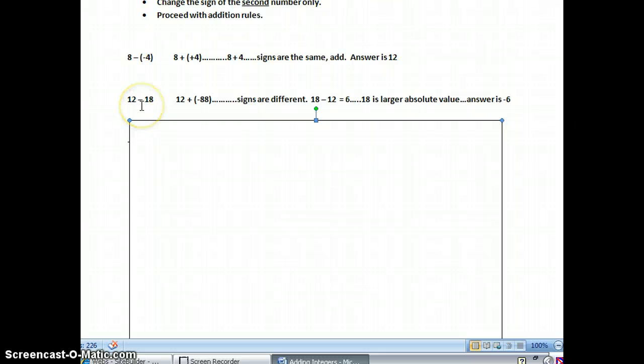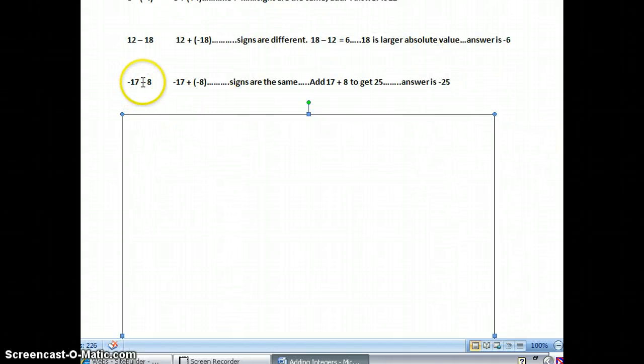If I have 12 minus 18, I'm going to change that to 12 plus a -18. Now, this original sign on this 18 is positive, so I had to change it to negative. So the signs are different, so I'm going to do 18 minus 12 to get 6. The negative 18 is the larger absolute value, so my answer is actually negative 6.